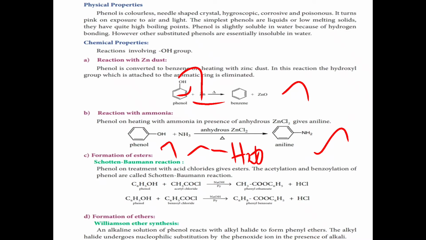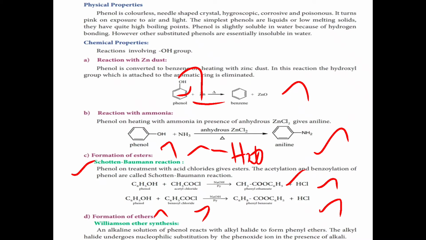See that acetyl chloride: HCl is removed, H from phenol and Cl from acetyl chloride. And coming to the next reaction, phenol plus benzoyl chloride, H from phenol and Cl from benzoyl chloride, HCl is removed. The remaining acetate you add and write phenyl acetate, and phenyl benzoate is formed, which is very easy. This reaction is named the Schotten-Baumann reaction. In the examination, they may ask how phenyl acetate is formed, or write the Schotten-Baumann reaction. There is a chance to ask the questions in the examination.